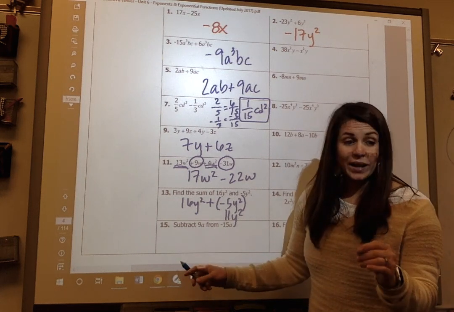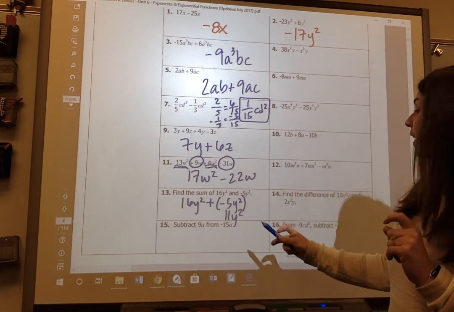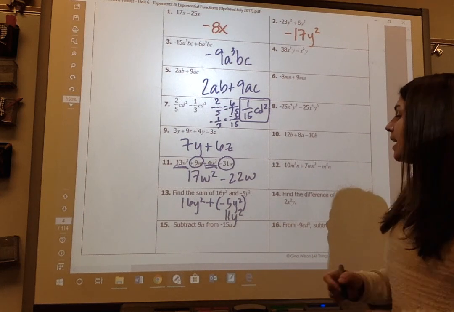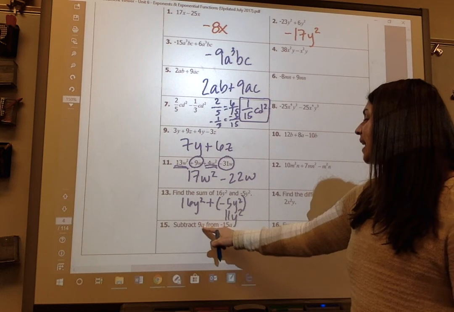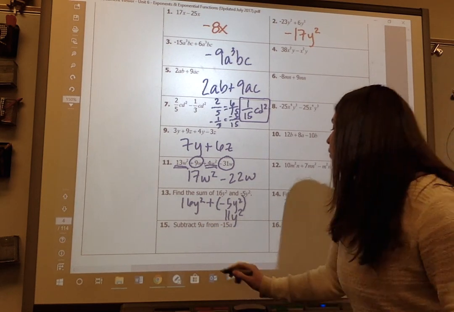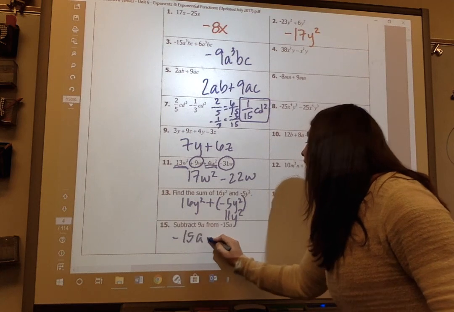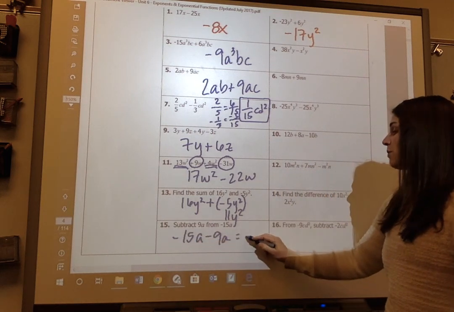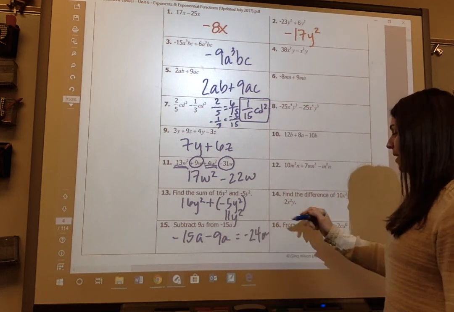Make sure you rewrite this because here's where it can get tricky. And I'm going to do number 15 and 16 so you can see the difference. It says subtract 9a from negative 15a. This is a turnaround word. So it's negative 15a. I'm subtracting 9a from negative 15a, which means a negative 24a.